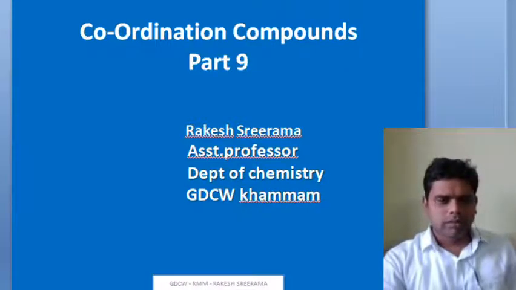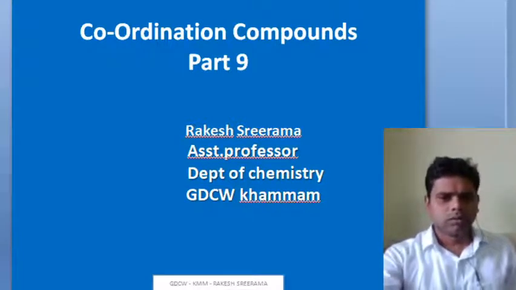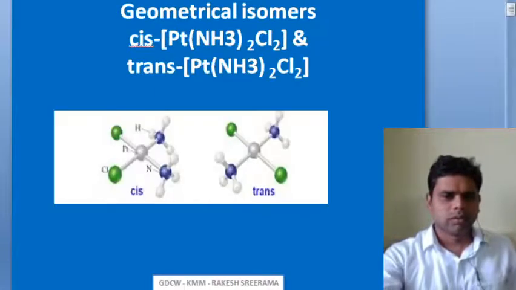So already we have started looking at cis-trans isomerism, or otherwise geometrical isomerism. So let us look into some more types of geometrical isomers in square planar complexes. So in square planar complexes, have a look at this one.